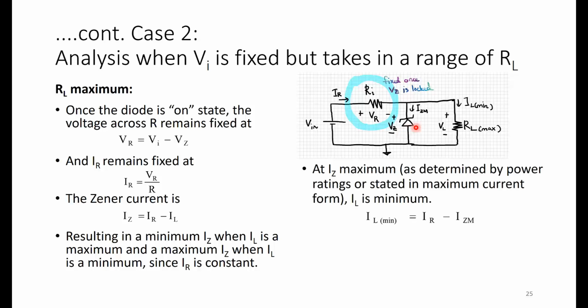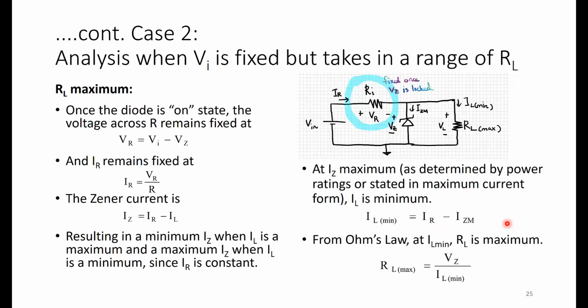At IZ maximum, as determined by the power rating or stated as the maximum current, we can find IL minimum, which equals IR minus IZ maximum. IR comes from the fact that it is a fixed value based on the circuit, and IZ maximum comes from the data sheet, or the question will state it for us. Then from Ohm's law, at IL min, RL max equals Vz divided by IL min. So find IL min first, then do Ohm's law to find RL max.